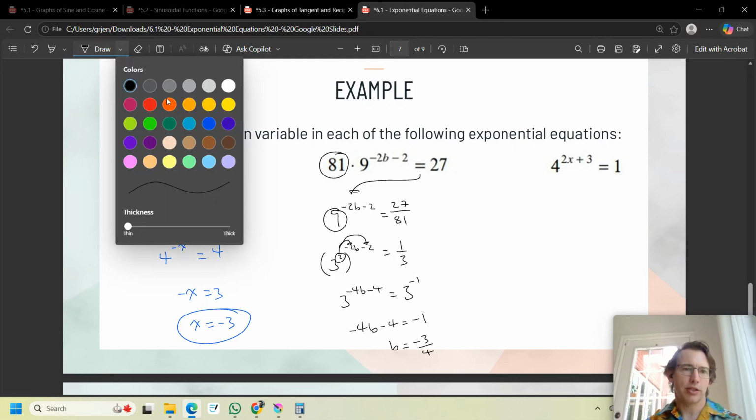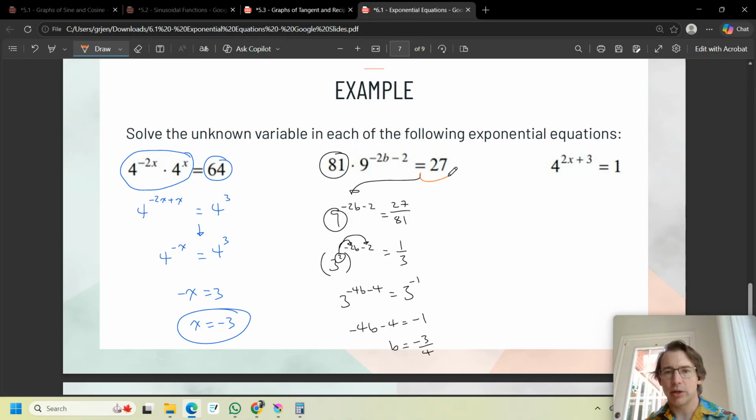Well, the other way is to rewrite the whole darn thing in terms of powers of 3. So 81 is 3 to the 4. 9 to the minus 2b minus 2 is 3 squared to the minus 2b minus 2 equals 3 cubed. And I've got it all in terms of the same base. I just apply my power laws at this point. So here I am multiplying powers. Got to do this first. Got to multiply first before you add these exponents.